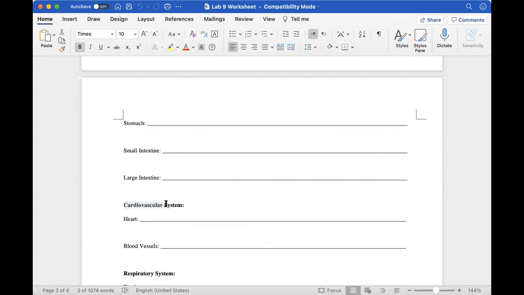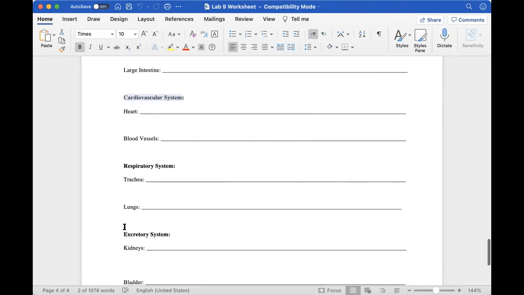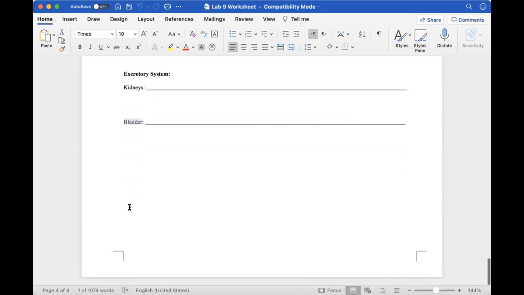The cardiovascular system, its main job is to pump the oxygen that you are breathing in through your lungs out through the heart and blood vessels to take oxygen to all of your body cells that need the oxygen to do cellular respiration. Your respiratory system, what your trachea and your lungs do to get oxygen into the body, and what they do to get carbon dioxide out. And then the excretory system, this gets rid of all waste products. So whether that's carbon dioxide, which will be exhaled via your lungs, but also what your kidneys and your bladder do with the waste products.